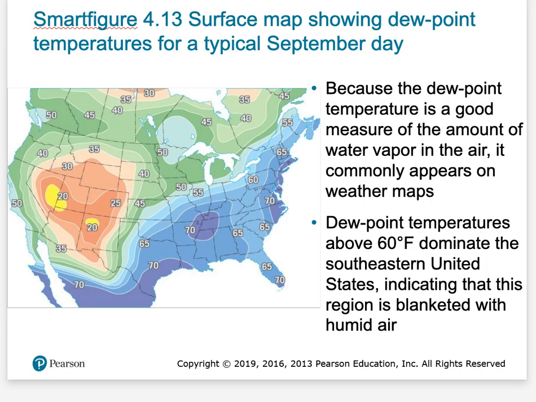And here, this is a surface map showing dew point temperatures for a typical September day. Because the dew point temperature is a good measure of the amount of water vapor in the air, it commonly appears on weather maps. And we can see here the dew point temperatures above 60 degrees Fahrenheit dominate the southeastern United States, indicating that this region is blanketed with humid air, like we see here.